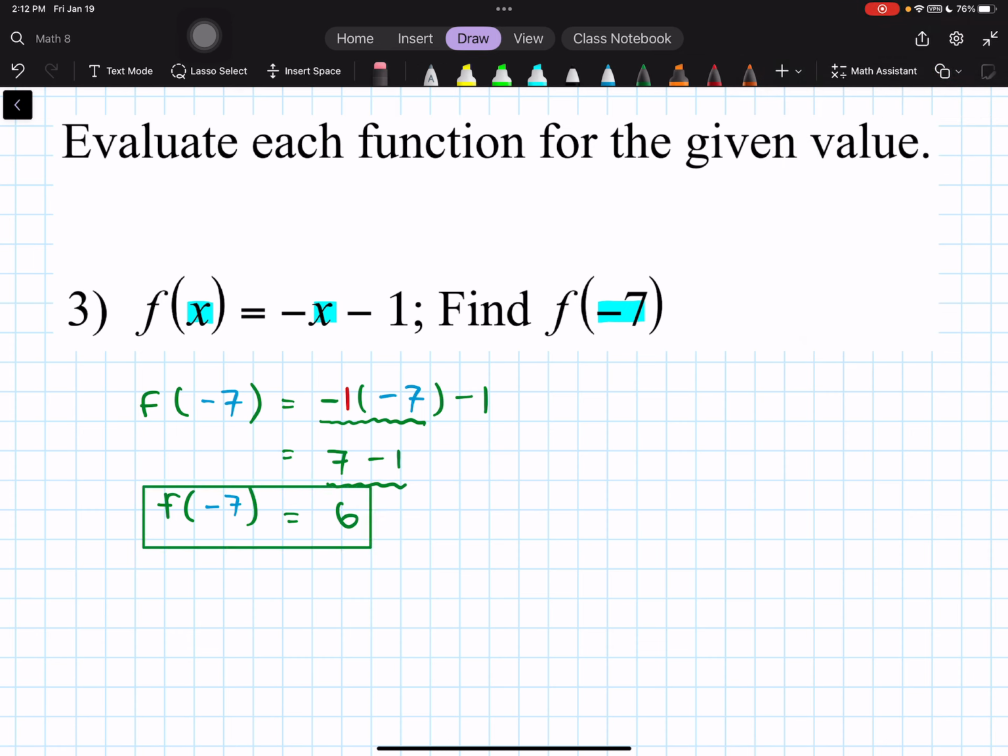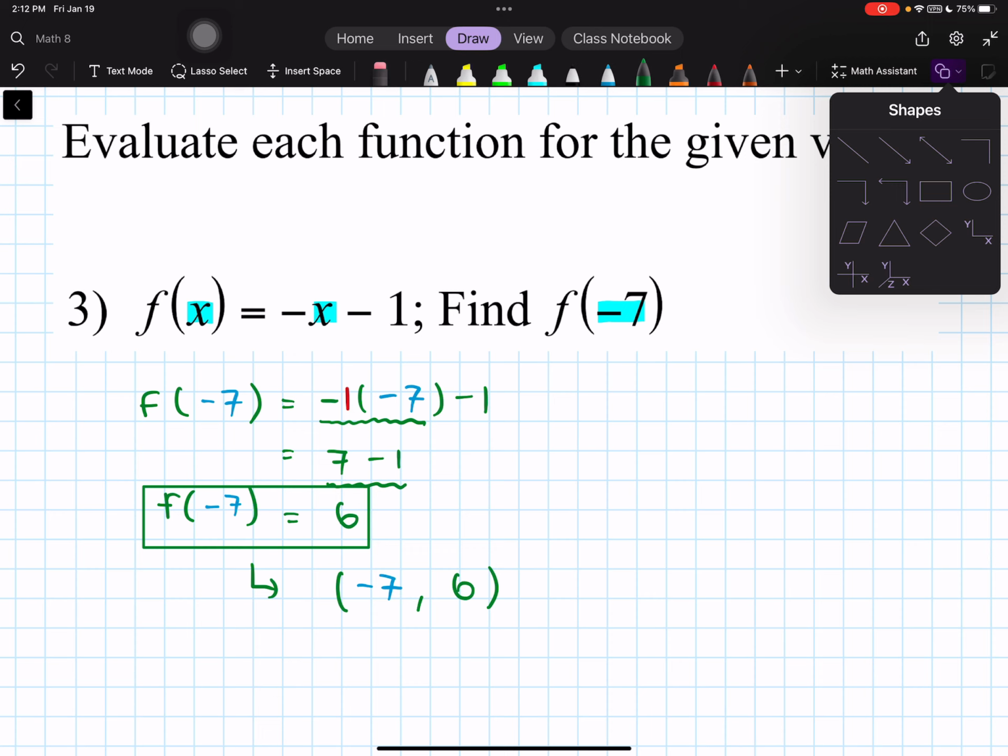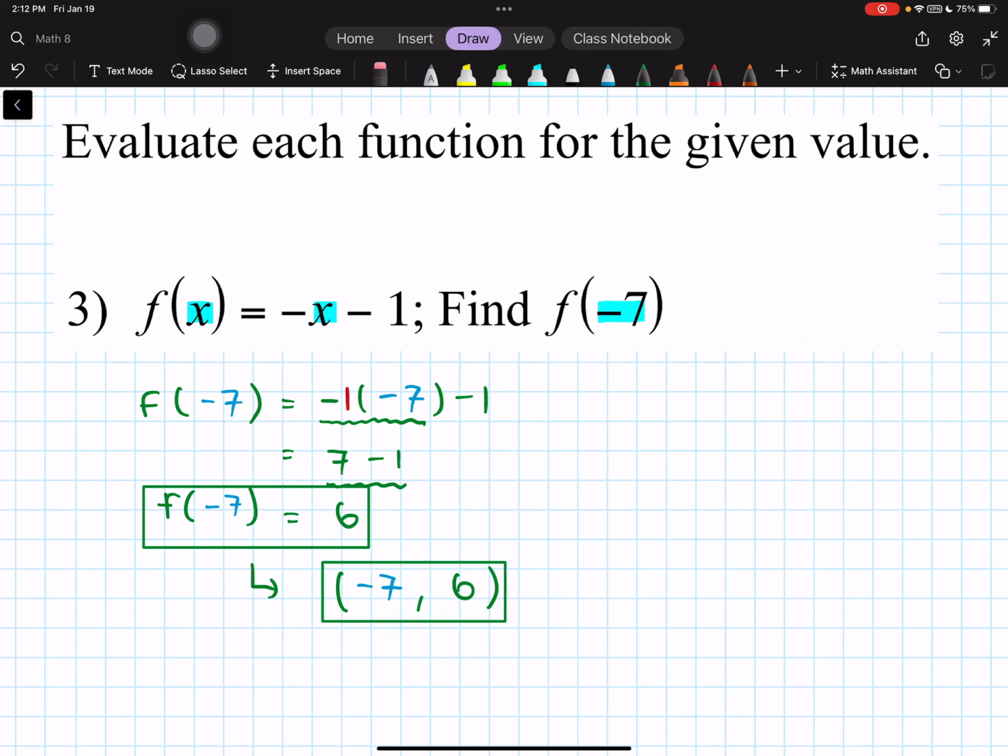And this is our final answer. Or if you're meant to put this into the form of a coordinate, you can say that my input is negative 7. And once I have that, I get an output of positive 6. So this can also be an acceptable answer.